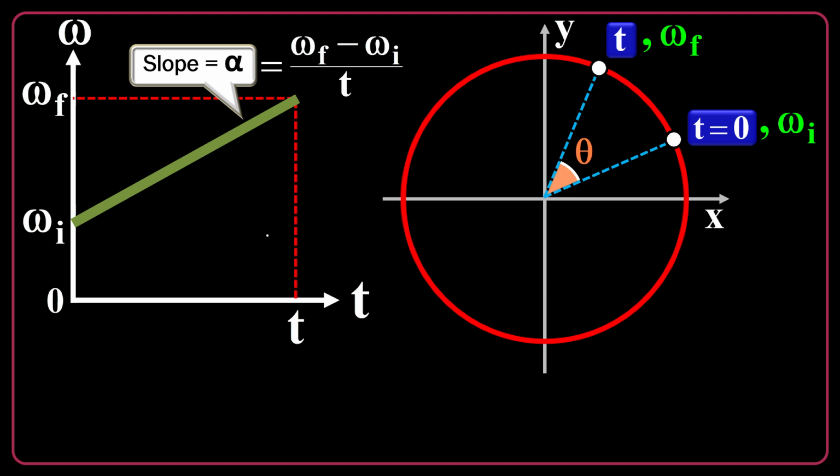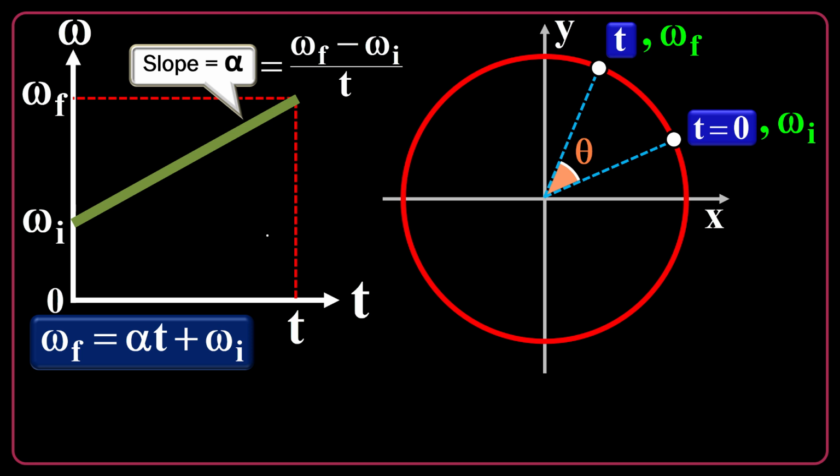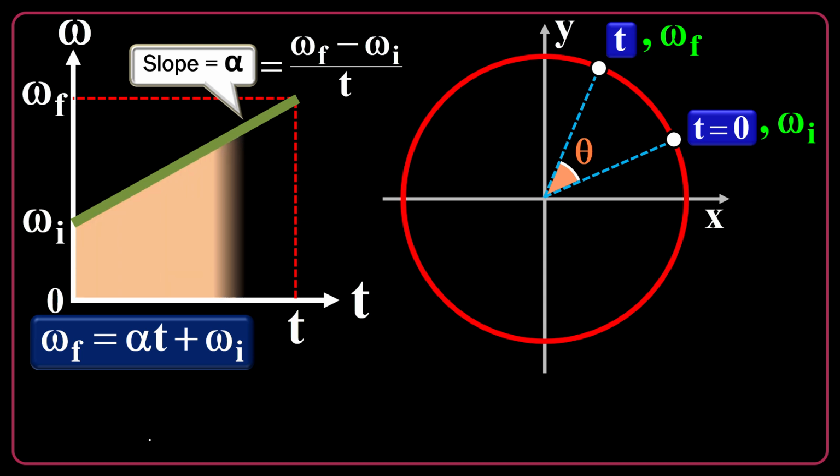So let's write it as omega final minus omega initial, divided by t. Let's rearrange this equation and cross-multiply to find omega final equals alpha t plus omega initial. It's very similar to v equals at plus u in linear motion. This is the initial velocity, this is the final velocity, and this is the acceleration. The similarity is clear. Okay, let's continue with that.